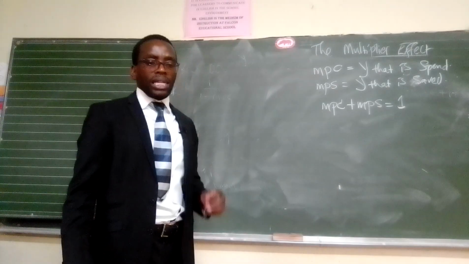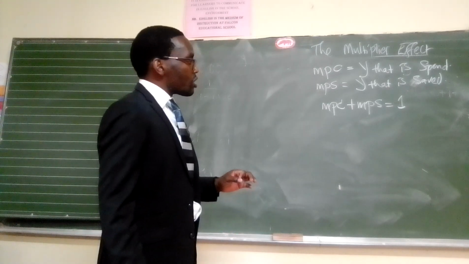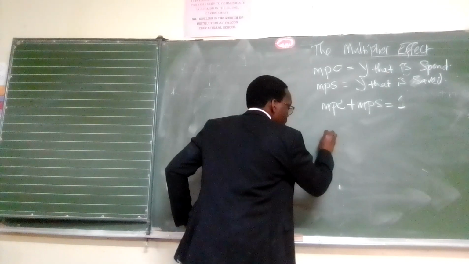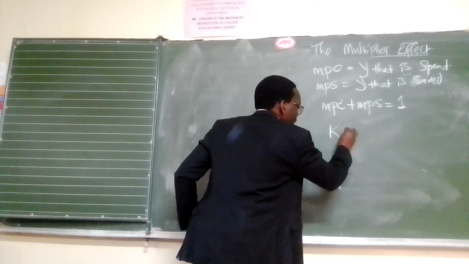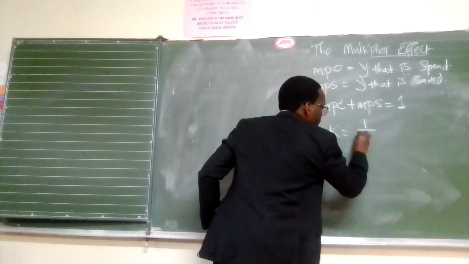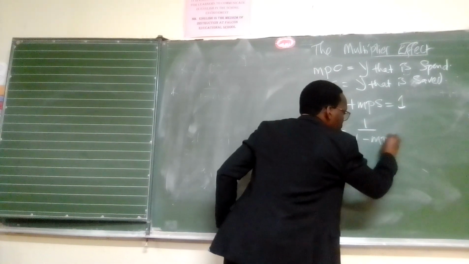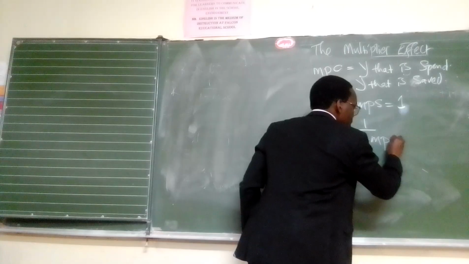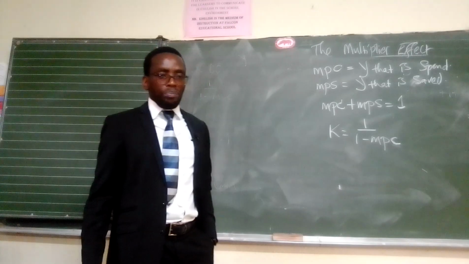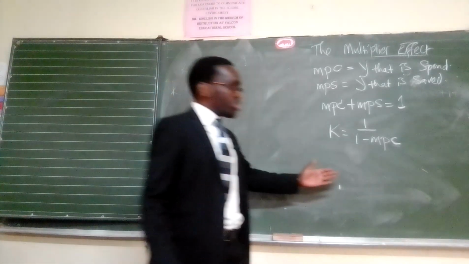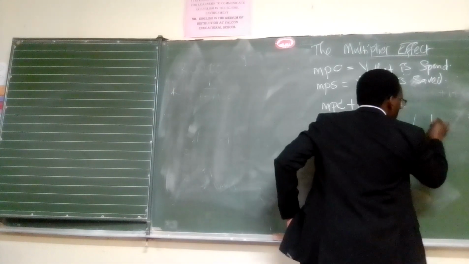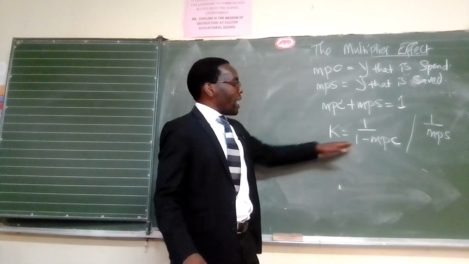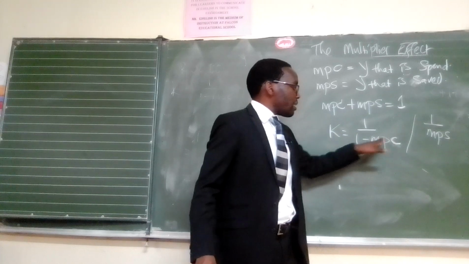And then when we are calculating our multiplier, I will just need us to understand one thing. You are going to use this formula: K is equal to 1 over 1 minus MPC. Okay, 1 over 1 minus MPC. But this can also be the same as someone who says 1 over MPS.